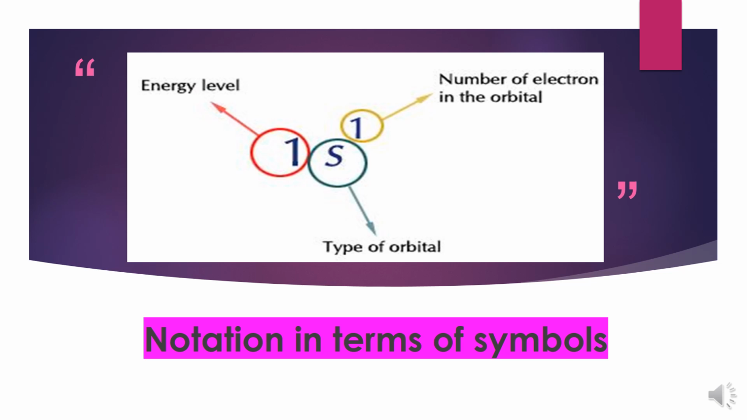For example, 1s1. Here 1 is the principal quantum number, meaning the number of the shell. S is the orbital in which the electron is present, and the superscript 1 is the number of electrons. So this is the electronic configuration of hydrogen, because hydrogen has just one electron in the first shell, and as we know the first shell has only the s subshell. So one electron is present in the 1s orbital and the number of electrons is 1, hence this 1 is written as a superscript. In this way notations are used to write electronic configuration.